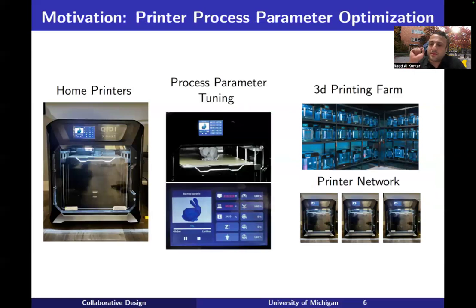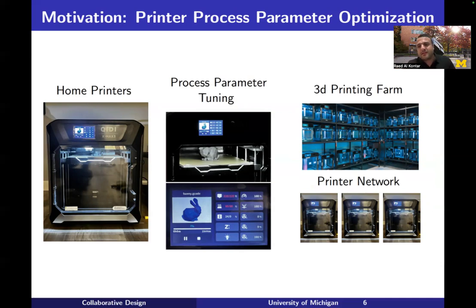But really, what was the motivation for our problem? This is just single objective Bayesian optimization. We were working with some collaborators on 3D printing farms, okay? And in 3D printing farms, you have multiple 3D printers. They're located in physical proximity, and they're all printing the same task per se, okay?